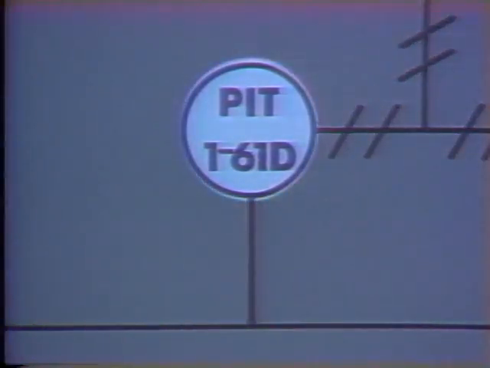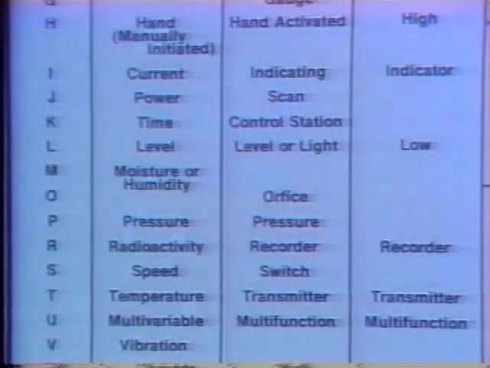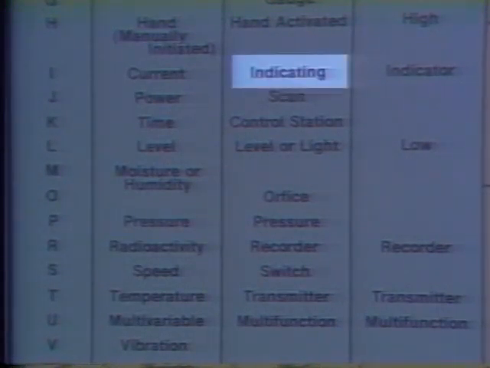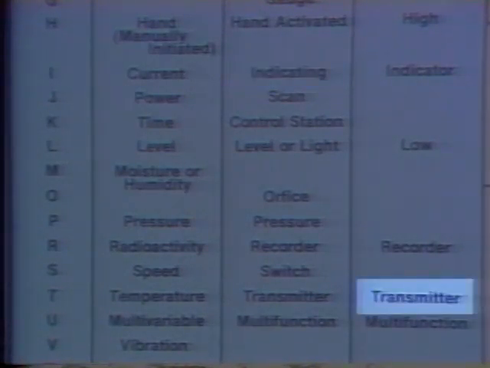This plain circle means that the instrument is mounted locally. The P in the first position means that it's measuring pressure. The I lets us know that the pressure being measured is also indicated locally. The T in the third position indicates that in addition to local indication, this instrument is also transmitting a signal for remote indication.